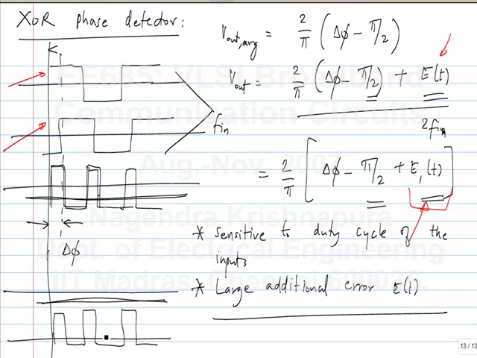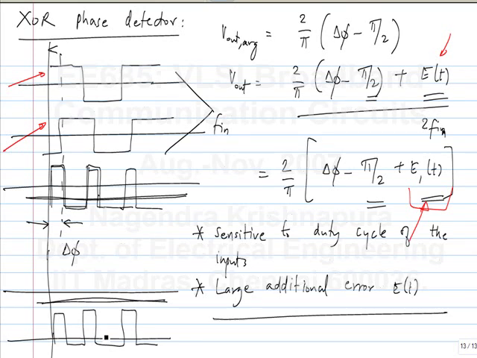Is this okay? So how do we get rid of the sensitivity to duty cycle? How do you do that? Like what's the circuit that might do that? You can't use the XOR, right? You can't use something like an XOR.